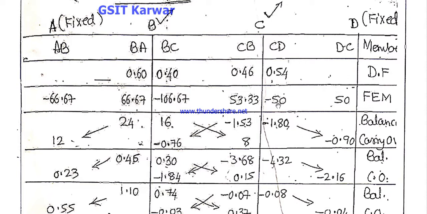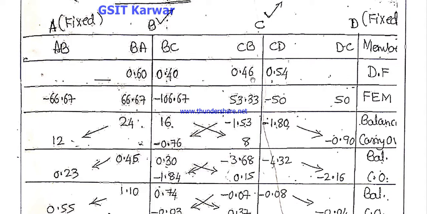Plus 3.33, you are getting. It is correct. Plus 3.33 answer you are getting. But here, what is the rule? If you are getting minus, you can change the sign. That means you can take plus 3.33, plus 3.33 multiplied with distribution factor 0.46.